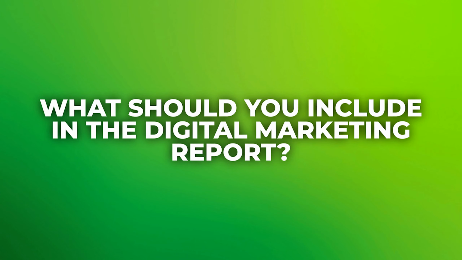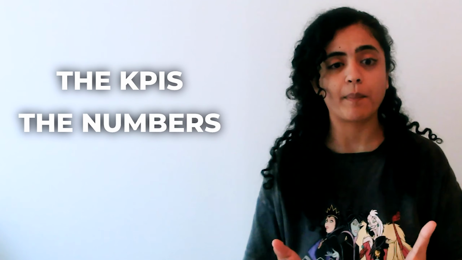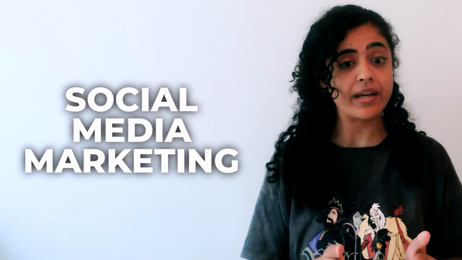So the second very important question is, what should you include in a digital marketing report? And the first thing you should include is, of course, the KPIs, the numbers, and the metrics. Now, the KPIs or the numbers you choose to show depends a lot on the channels you're using because every channel has its own metrics and KPIs. Social media marketing has the impressions, the reach, the number of views. If you're sharing videos, you also have the engagement rate or the number of messages or inquiries that you receive on the page.